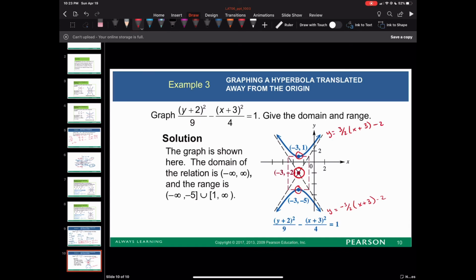Now, we're looking at the domain and range. Now, these have unions, because guess what? They don't connect to each other. So the domain goes from negative infinity to positive infinity. And the range goes from negative infinity to negative 5, then union from 1 to infinity. Because remember, range deals with y's, domain deals with x's.